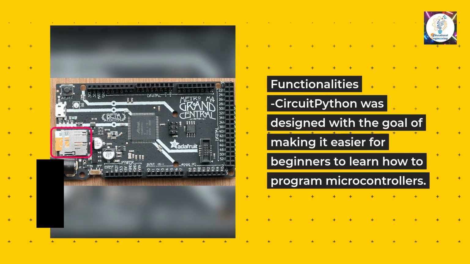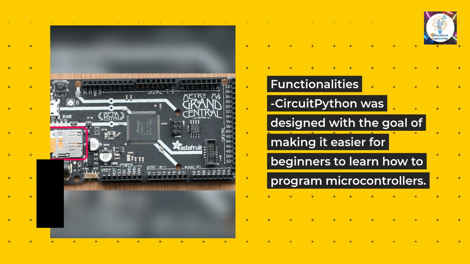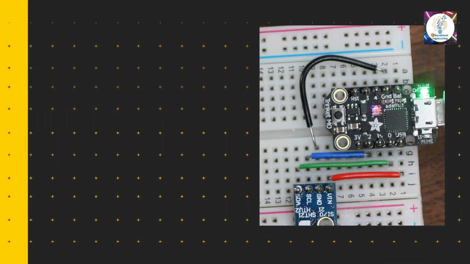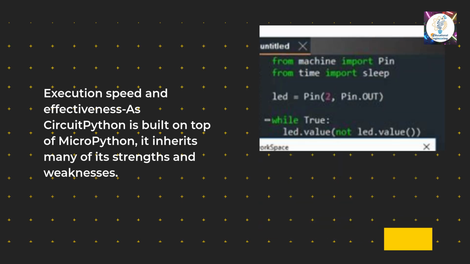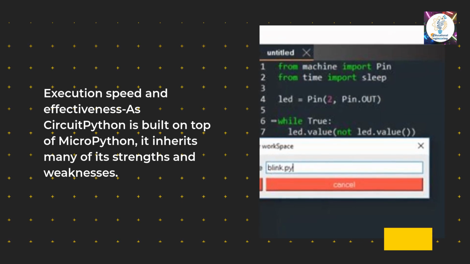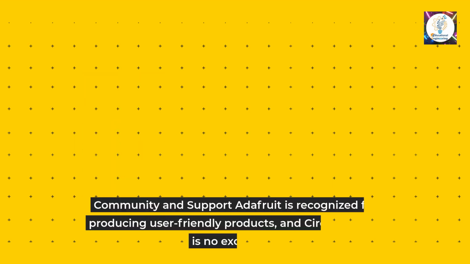Functionality. CircuitPython was designed with the goal of making it easier for beginners to learn how to program microcontrollers. Execution speed and effectiveness. As CircuitPython is built on top of MicroPython, it inherits many of its strengths and weaknesses. Supported hardware devices. CircuitPython's integrated libraries and easy-to-use syntax come at the cost of increased resource requirements compared to MicroPython. Community and support. Adafruit is recognized for producing user-friendly products, and CircuitPython is no exception.